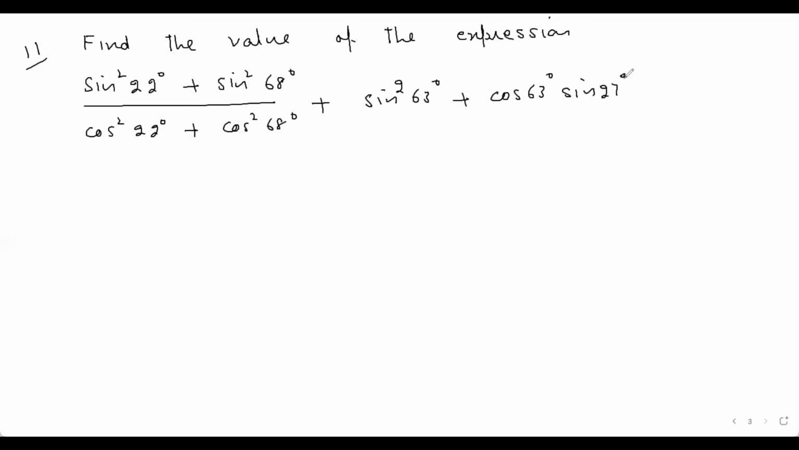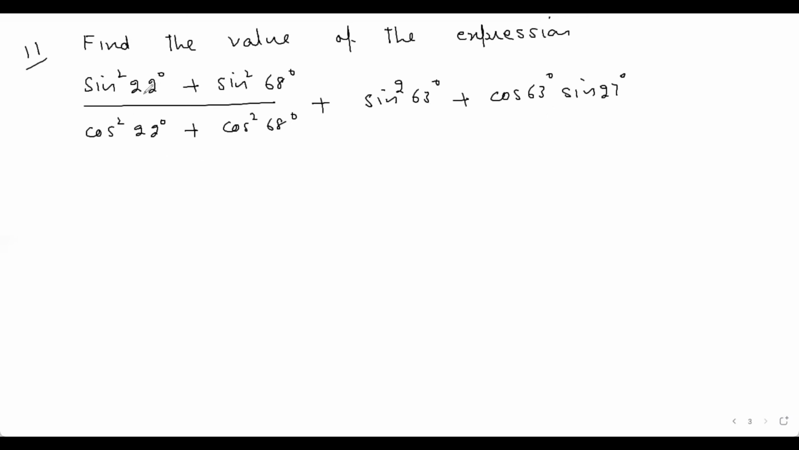Now I am going to solve 11th sum of 8.1 of exemplar. Now you have to find the value of this expression: (sin² 22 degree plus sin² 68 degree) upon (cos² 22 degree plus cos² 68 degree) plus sin² 63 degree plus cos 63 degree sin 27 degree.